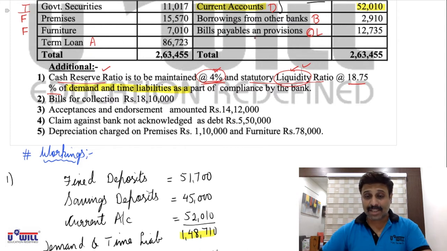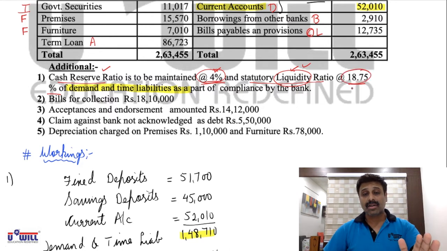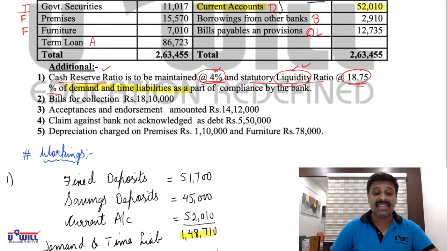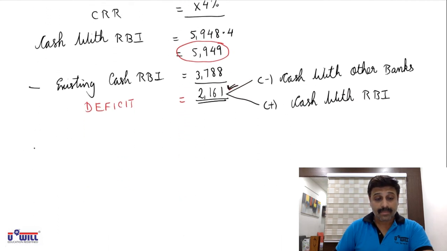So what is this statutory liquidity ratio? 18.75%. What does this mean? Total cash and bank balance with other banks and liquid assets of any bank must be 18.75% of this demand and time liabilities. Let us find out here.